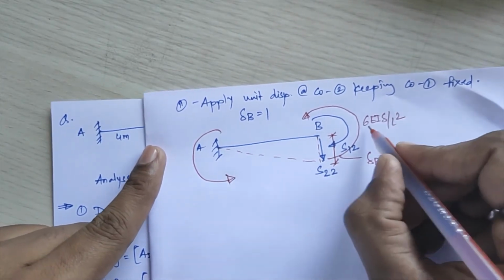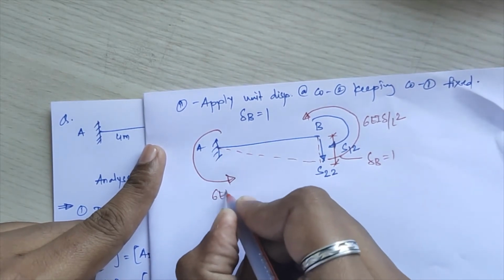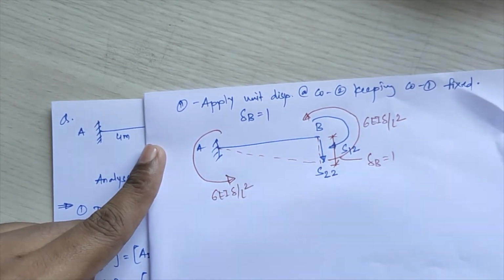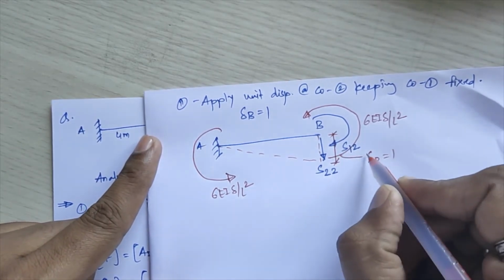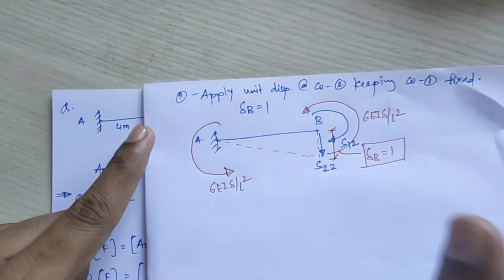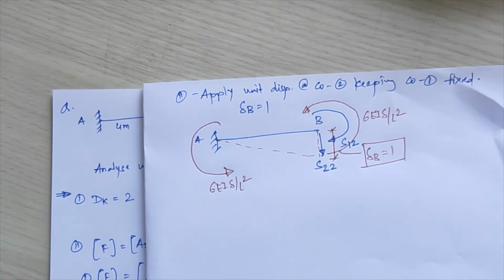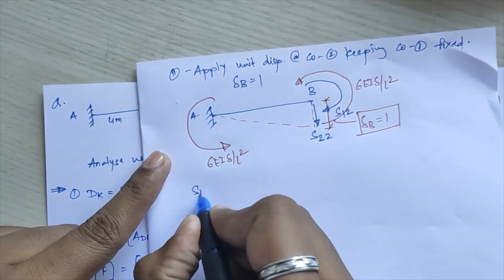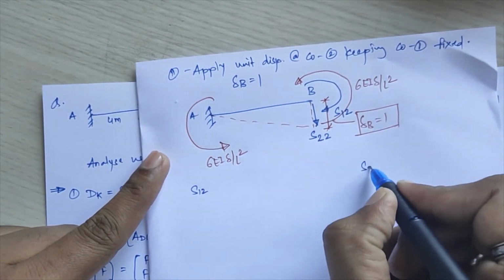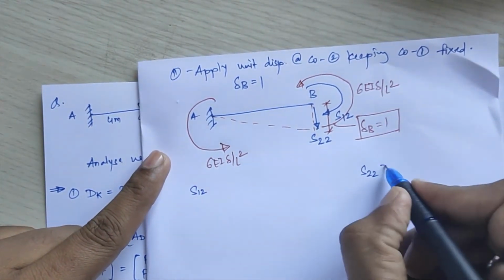Okay, 6EIΔ/L² here, and in the same way 6EIΔ/L² over there, right? These are due to this delta. Due to theta you have to take near end and far end concepts, and due to delta you have to take translation rotation, 6EIΔ/L². Now due to this I have to calculate the values of S12 and S22 over here.